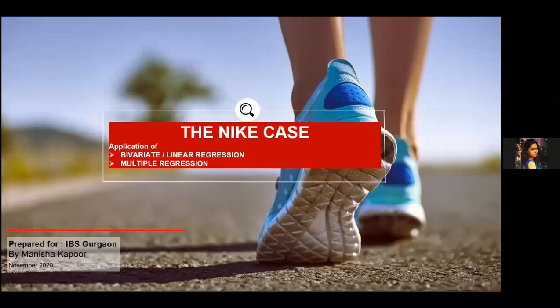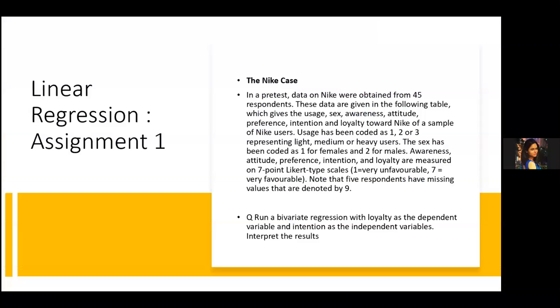Let's come to this Nike case. This is also on bivariate linear regression and multiple regression. I'm not going to give you this as an assignment. This is just for your understanding, just to revise the concept. So let's see what this Nike case is. In a pre-test, data on Nike were obtained from 45 respondents. So what is the sample size here? 45. The sample size is 45.